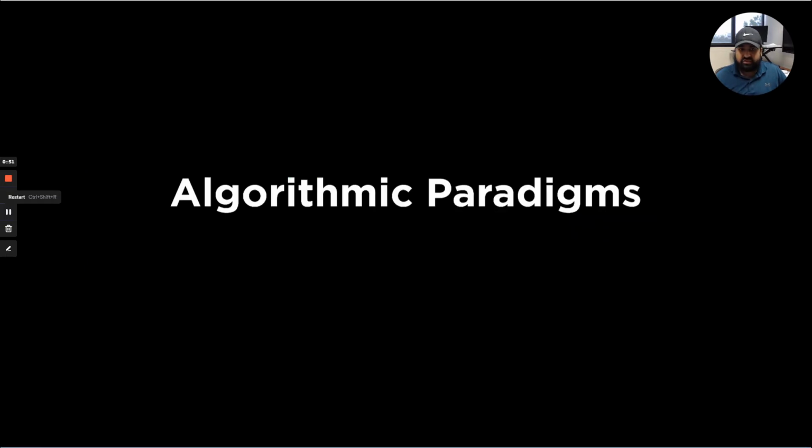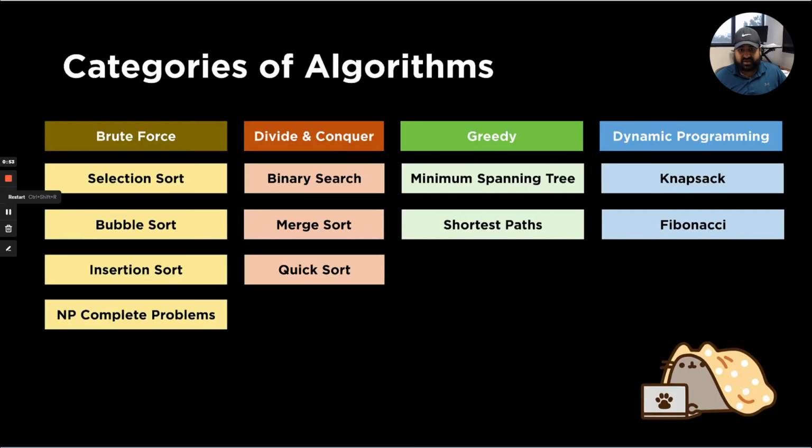So without further ado, let's get started with algorithmic paradigms. There are roughly four big categories of paradigms that we cover in this course. There are many more that are outside of these. If you take any graduate level algorithms course, they might also cover the reduction paradigm. They might cover divide and conquer and so on. But we will be covering just four of those: the first one is brute force, the second one is divide and conquer, then greedy algorithms and dynamic programming.